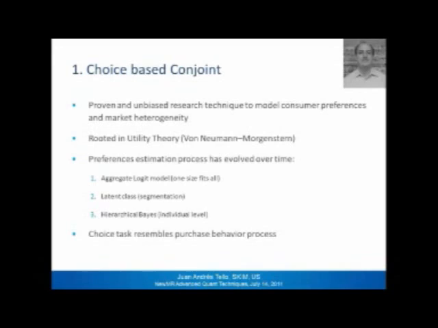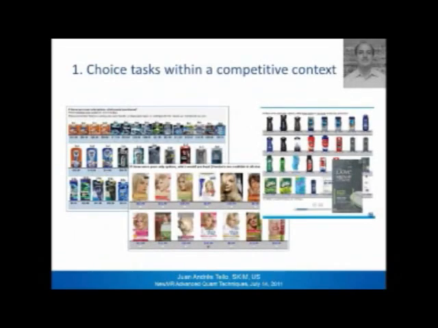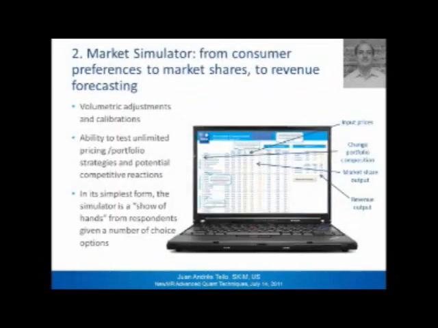The respondents basically go through a number of tasks that resemble their purchase behavior process. And here I show a sample of those. Here we have blades and razors, hair color, and body wash. And the important thing here is that this is always done in a competitive context. Even if you do new product research, your competitive context will be the status quo of whatever the consumer is using at that point. So you've got to always give that option to them. It makes it more realistic and more accurate.